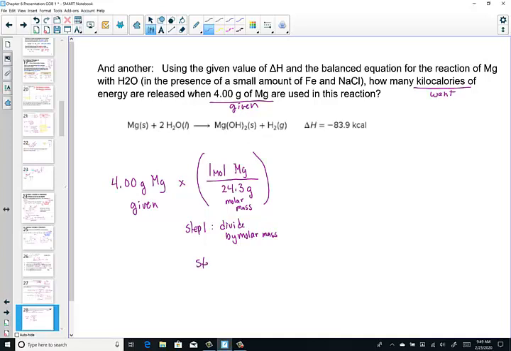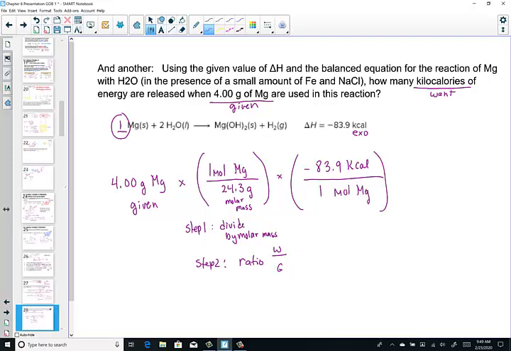Then on our stoichiometry roadmap, we ratio. Our ratio is always want over given. We want to know kcals. This is an exothermic reaction. I see the negative sign, negative 83.9 kcals of energy. And I started at magnesium, whose coefficient is a 1. In our first step, we divided to convert to a mole. In the second step, we ratioed. And our last step here will just be to calculate to end at kcals.